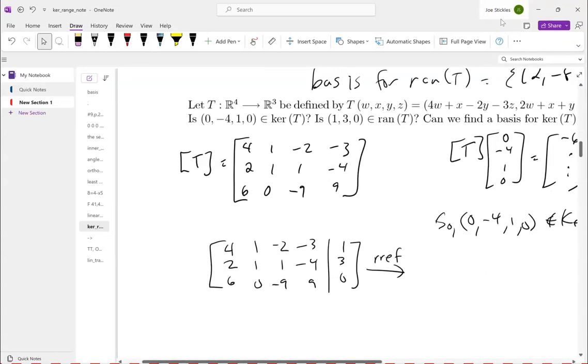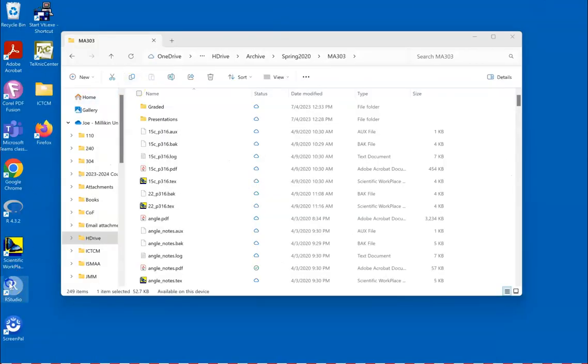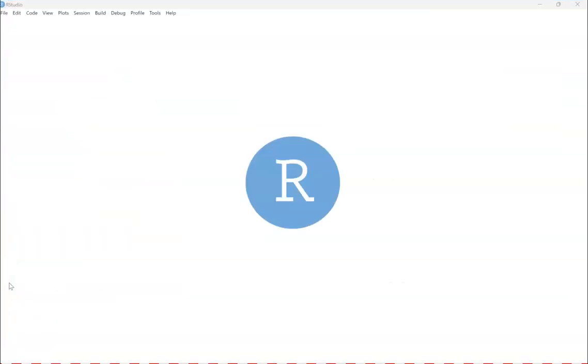I'm going to write this on the board so that I don't have to keep flipping back and forth between things to remember what the matrix is. So I type it in here. So let me open up R because that's the easiest thing for me to get on the computer here to get it to row reduce. I would expect that you'd probably put this in your calculator.